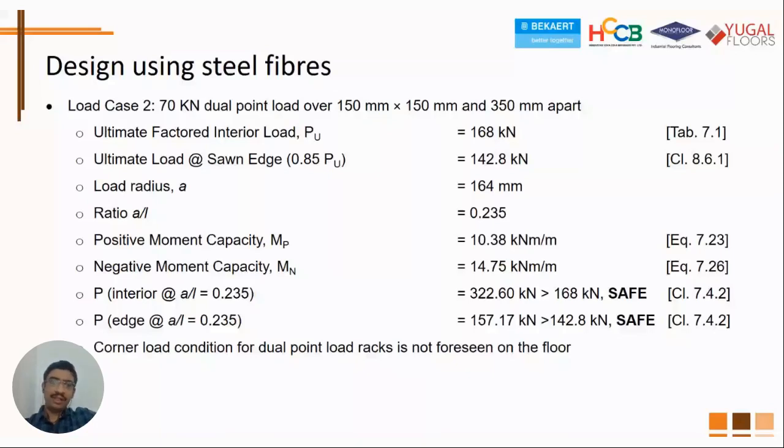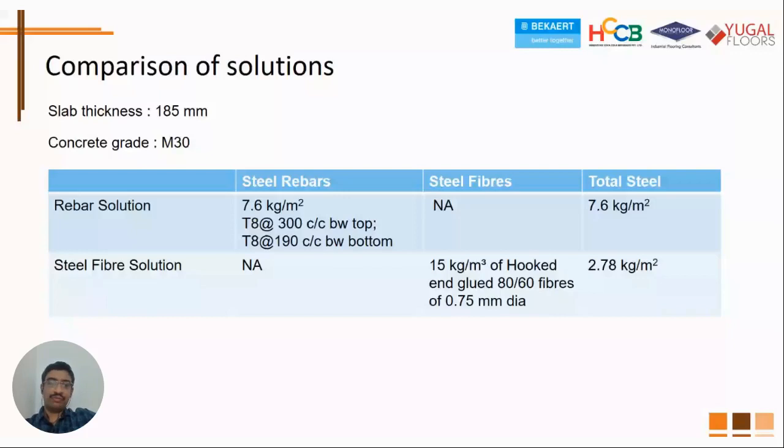And when you compare the two solutions of rebars or fibers, you get something like 7.6 kgs per square meter for steel rebars, and something like 2.78 kgs per square meter for fiber reinforcement. So you get a lower dosage of steel when you're using steel fibers, because you have a higher distribution of fibers. It's a three-dimensional reinforcement, and the design methodology is also supporting that. So you get M30 concrete with a 185 thickness.